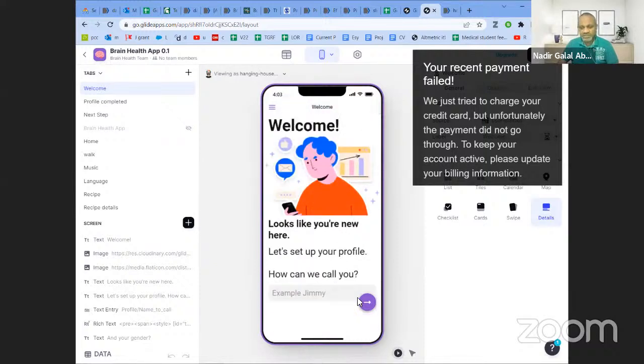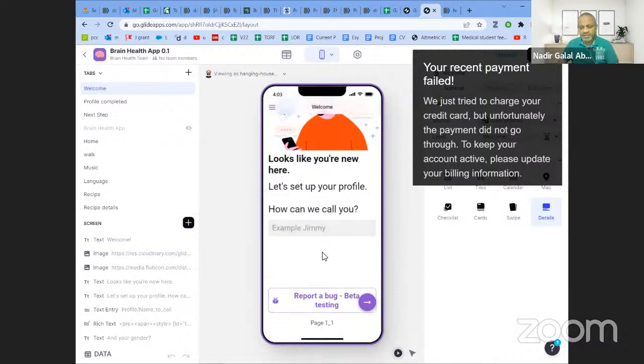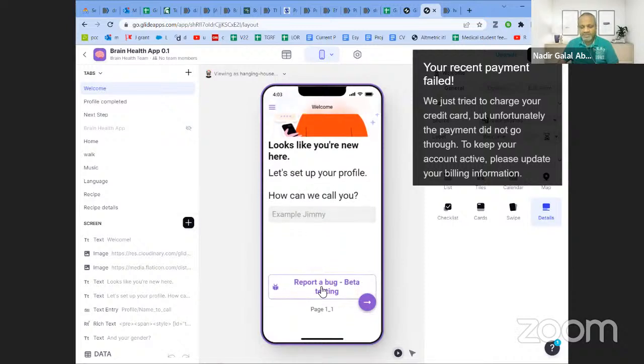So this is the first page for the app. This is just a beta version. For someone who is going to try it, we want to give them an option to report a bug. Each page has a page number with a reference. So when they say, oh, this is not working, at least I know what page they were talking about.